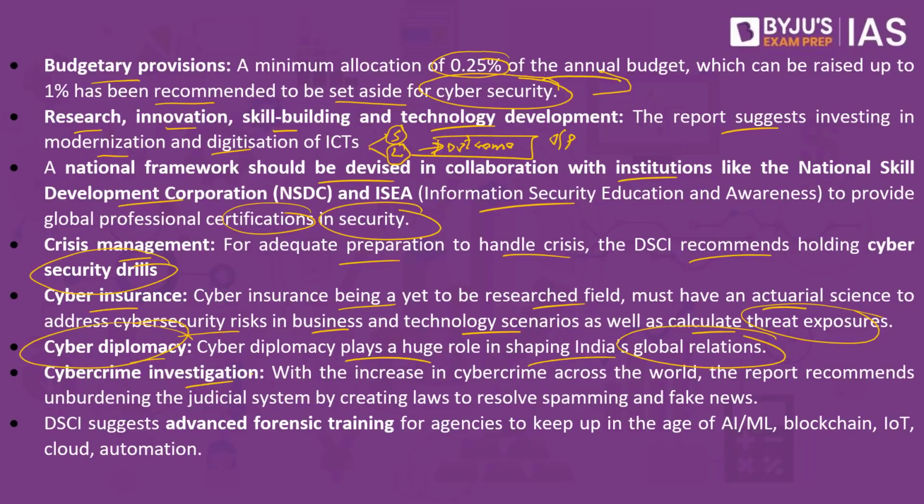Then cybercrime investigation: if there is cyber warfare or an attack on one of the organizations, the companies or the ministry, in that case, who conducted it and how should we prevent them in the near future should be taken up. And finally, advanced forensic training for agencies, to keep up in the age of artificial intelligence, blockchain, internet of things, cloud and automation, will also have to be taken up.